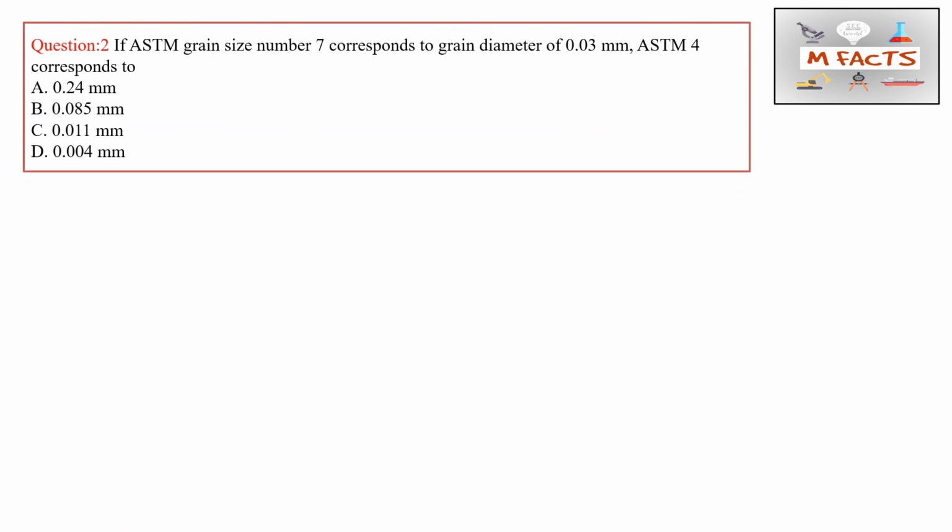So the next question is: if ASTM grain size number 7 corresponds to the grain diameter 0.033 mm, ASTM 4 corresponds to what? So they are asking about the grain diameter. Okay, so we need the grain diameter for ASTM 4. I already told you how to calculate the grain diameter.